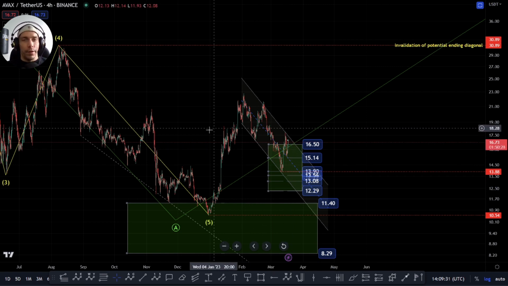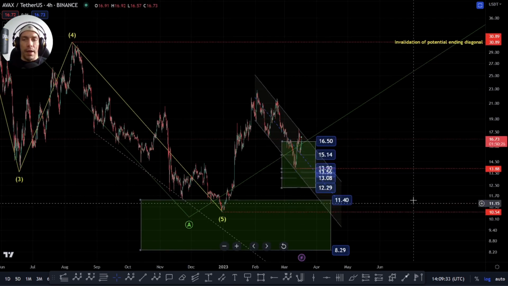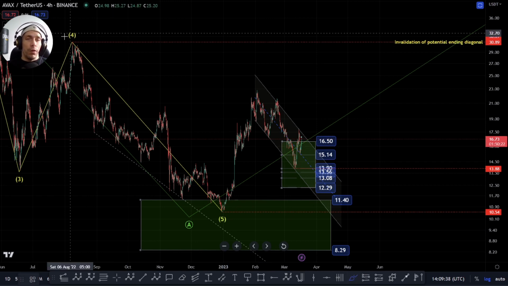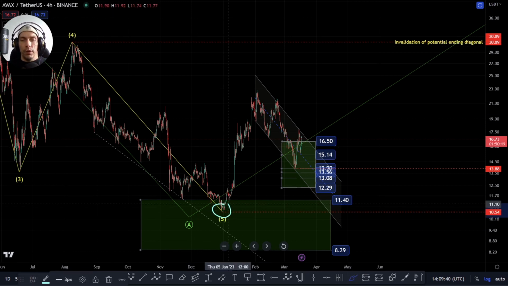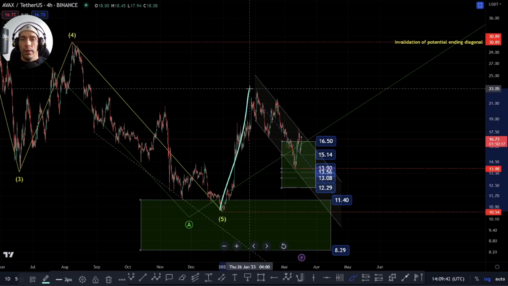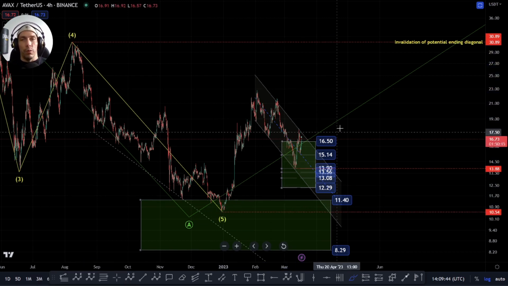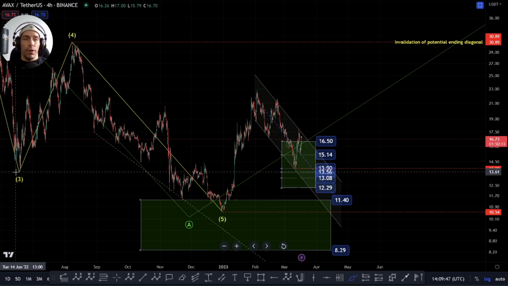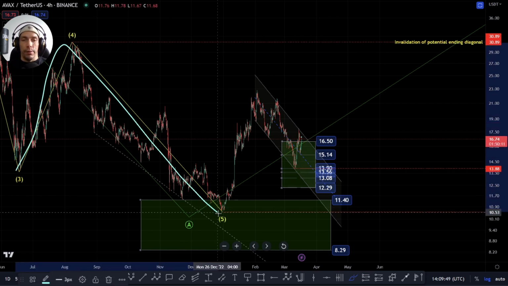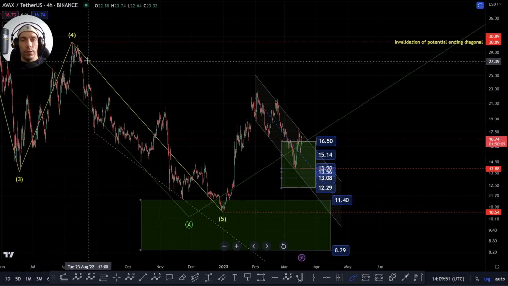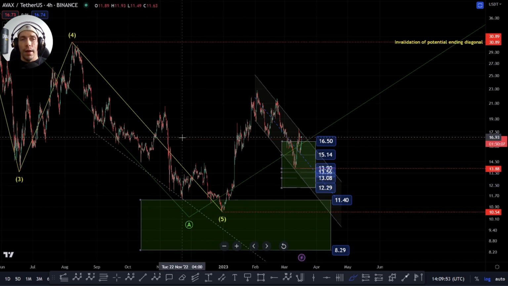Okay, so let's get into the fun stuff now. We want to just talk about a couple of macro things here before we jump into the smaller term moves. Within this, we were looking for that possibility that potentially we could complete into this low, in which case this move here could be the start of a trending move to the upside. We need to be cautious though, because this could also still be a running flat in here because the structure within this move to the downside is not great.